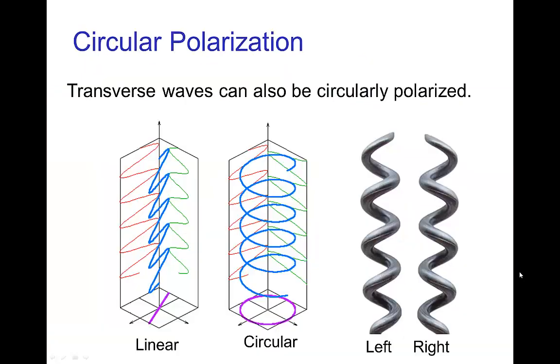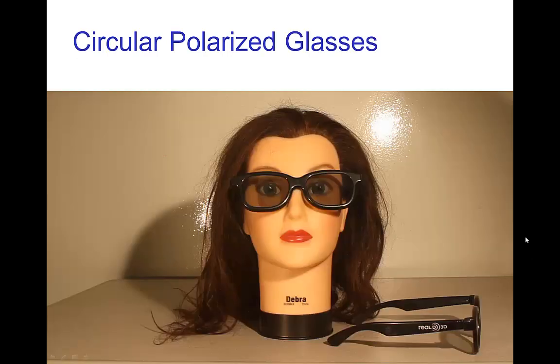Now, in modern 3D films, instead of using linear polarizers, it's more common to use circular polarizing filters. One of the reasons is that the problem with linear polarizing filters for a 3D film is if you tilt your head, then you're spoiling the angle of the polarization. With the circular ones, you can have clockwise and counterclockwise, or left and right circular polarized, and it doesn't matter whether you tilt your head or not.